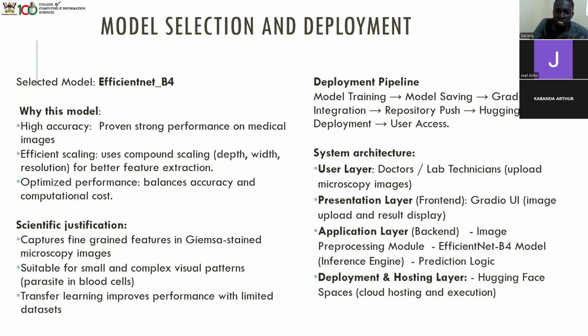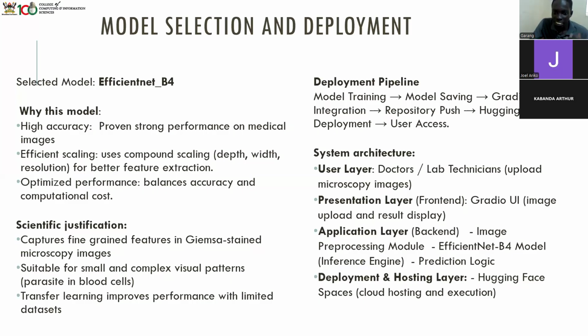So the deployment, what we did to deploy our model, we first trained the model, then we saved it, then we created a Gradio app using Hugging Face. It's like a web application where you just insert your picture and the model predicts whether it is Babesia or not. Then we pushed the repository, then we went to Hugging Face and deployed it. Now it's accessible to anyone. The link was provided earlier.